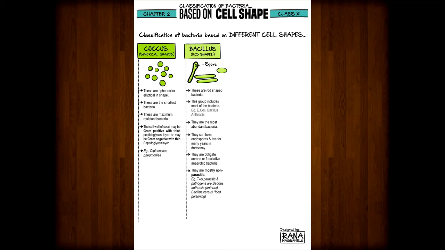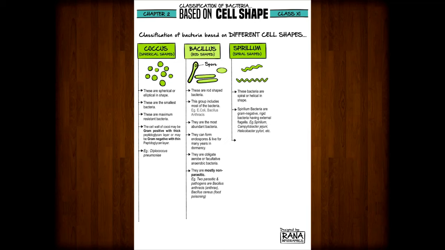causes food poisoning. Next we have the spirillum. These bacteria are spiral or helical in shape. Spirillum bacteria are gram-negative, rigid bacteria having external flagella. Spirochete bacteria have internal periplasmic flagella. These are pathogenic species that cause various serious diseases. For example, Leptospira.